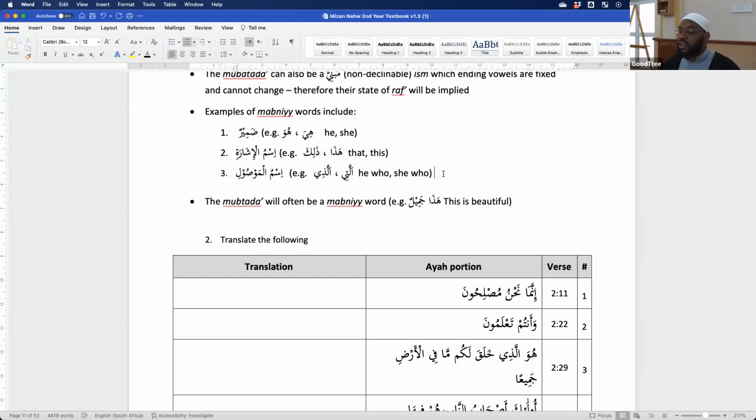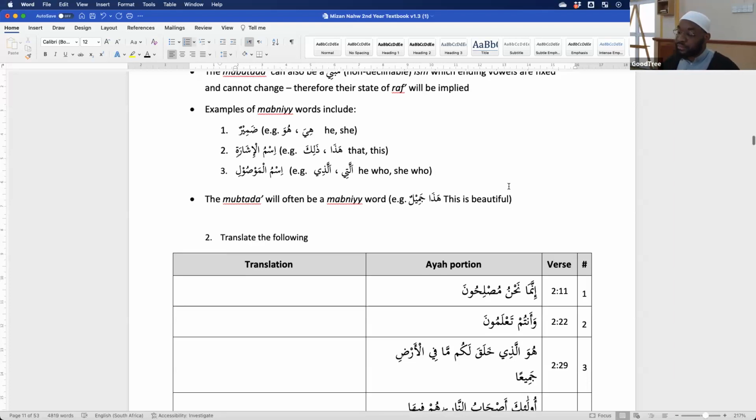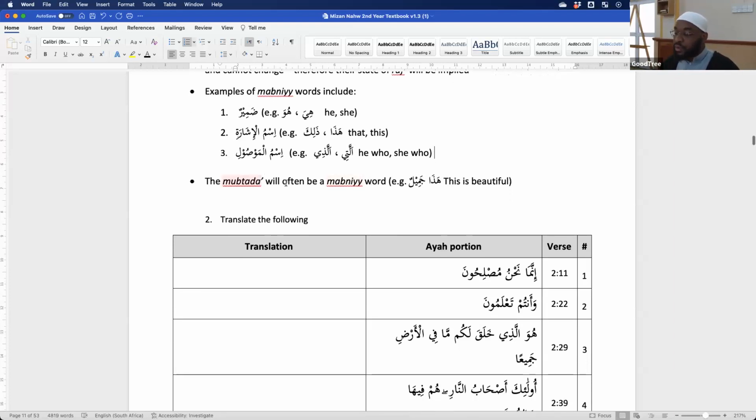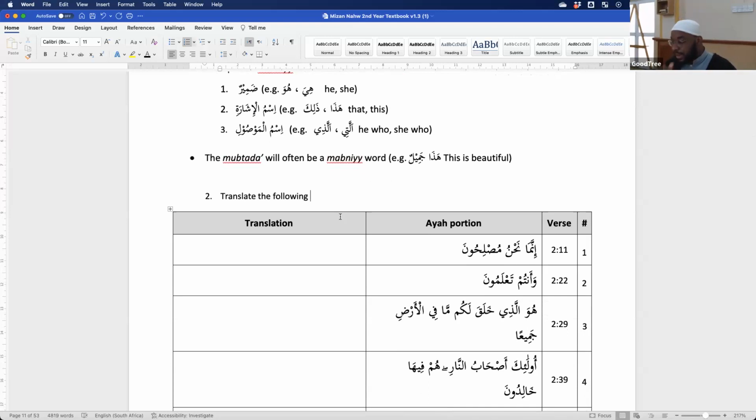The third is ismul mawsul, and you studied this before. The ismul mawsul will also be mabni, it will never change. Alladhi, allati. The mubtada will often be a mabni word. So he gives an example here and he says, hadha jamilun. Okay, tayyib.